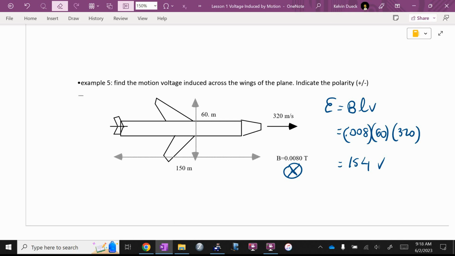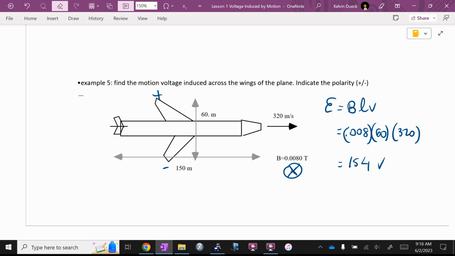Oh, which part of the wing would be positive, the top part or the lower part in our diagram? Let's see. Point your fingers in the direction of the moving charge. Magnetic field is into the page. This side of the wing would be positive. This side of the wing would be negative.